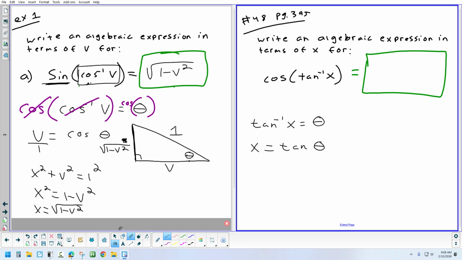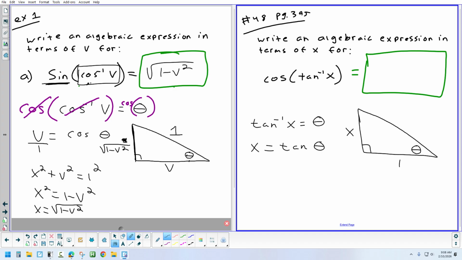So we need to draw a diagram. And you need to set it up so that when you take the tangent of that angle, you get x. Can anyone tell me how I could label the sides? Yeah. The opposite would be x. Yep. And then adjacent would be 1. Perfect. Are there other ways to label the sides?